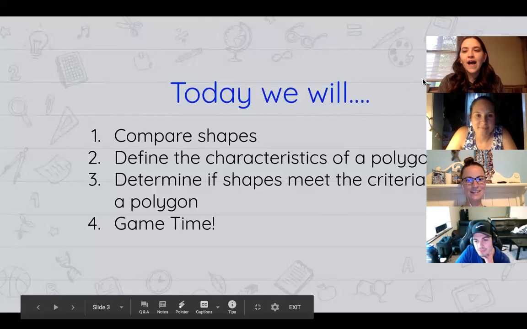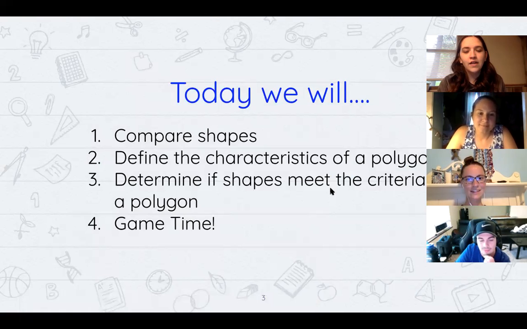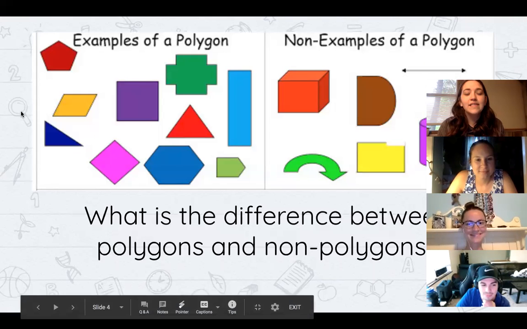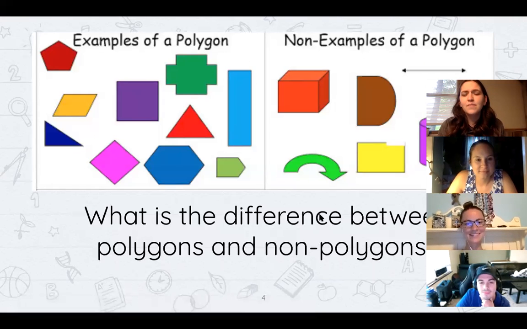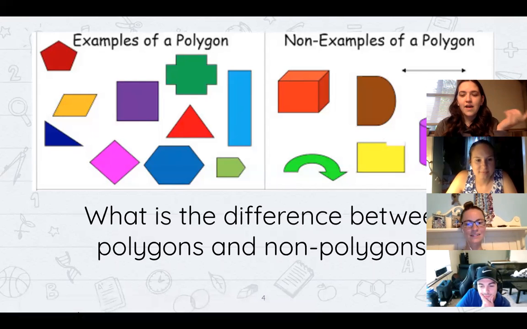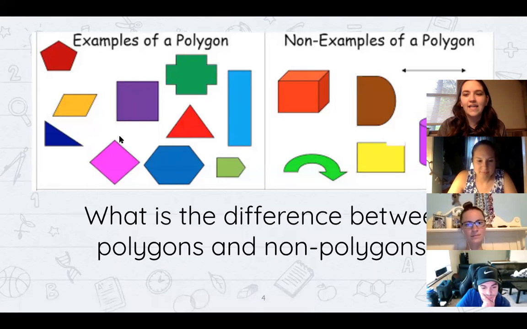So in order to do that, today we will compare shapes, define the characteristics of a polygon, determine if the shapes meet the criteria of a polygon, and at the end we will use a game to help us practice. So I'm going to pull up some sets of shapes. We have some examples of a polygon and some non-examples of a polygon. Right now I want you to think, what's the difference between these shapes? When you come up with an idea, type it into the chat box about the difference between a polygon and a non-polygon.